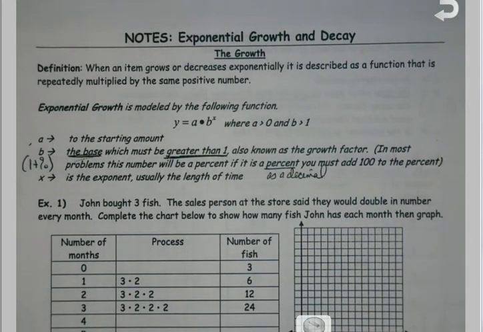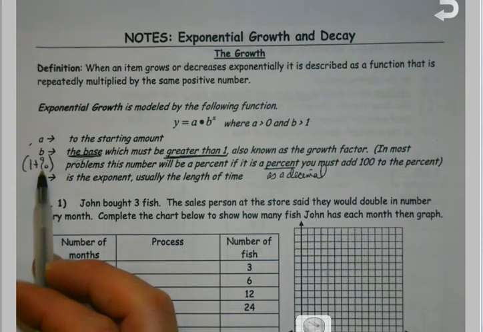What's all this mean? A is just how much we start with. Now again, that can be money, bacteria, how much something's worth, people, it can be anything. The B part though is the part that becomes important. Our B is our base. What are we starting with? And it's called a growth factor.